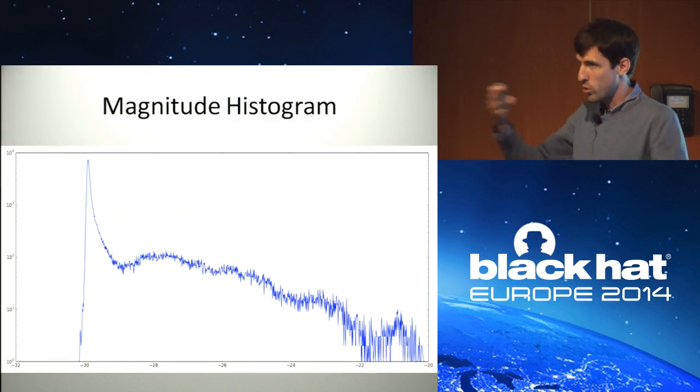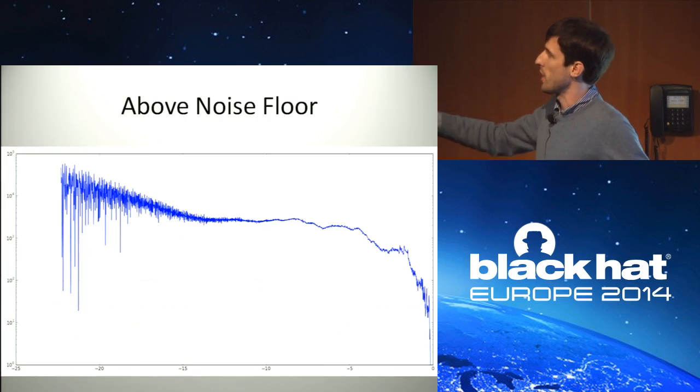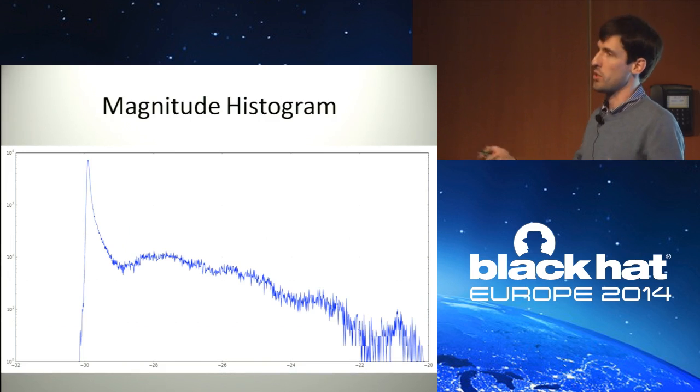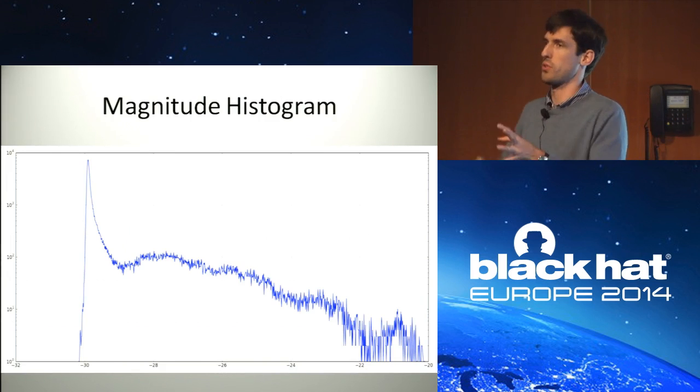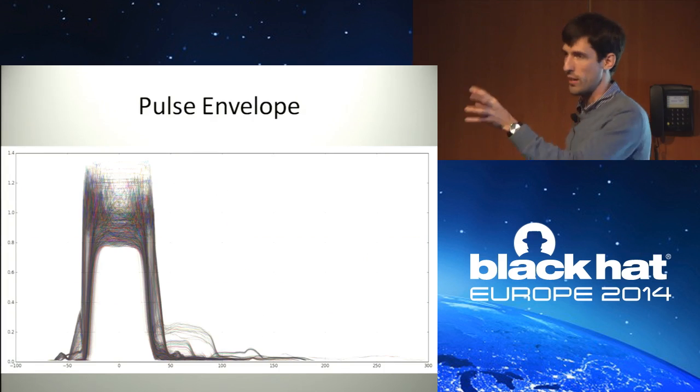But once you actually record the signal, I wrote a little bit of software to process it. I won't go through the details there, but these are histograms of the magnitude. So you select some parameters to look at the strong signals and then determine the pulse repetition rate, the length of the pulses.